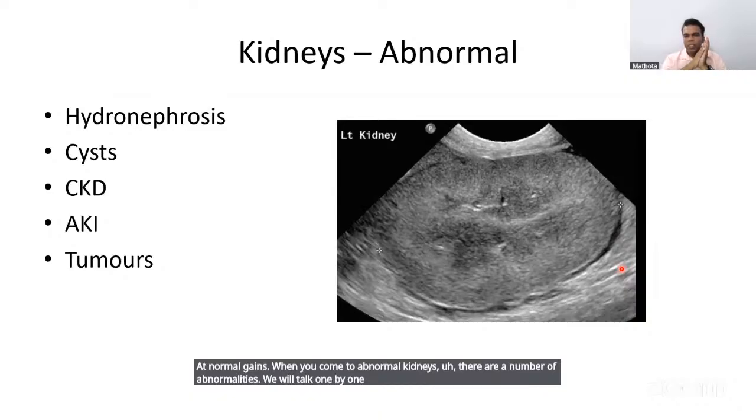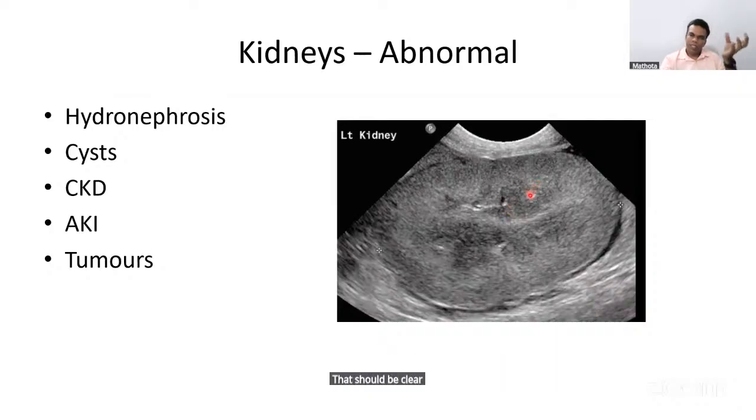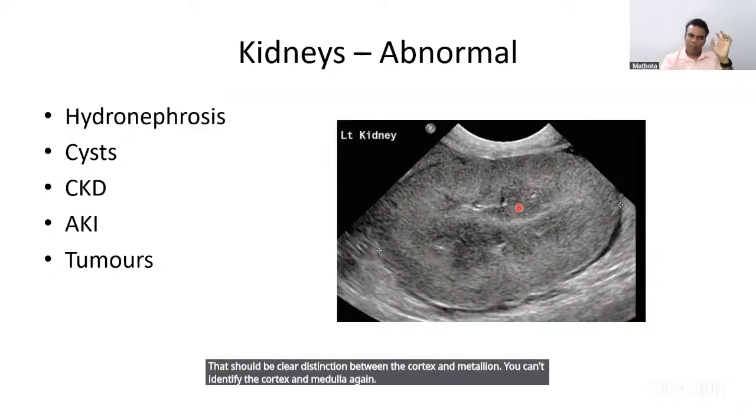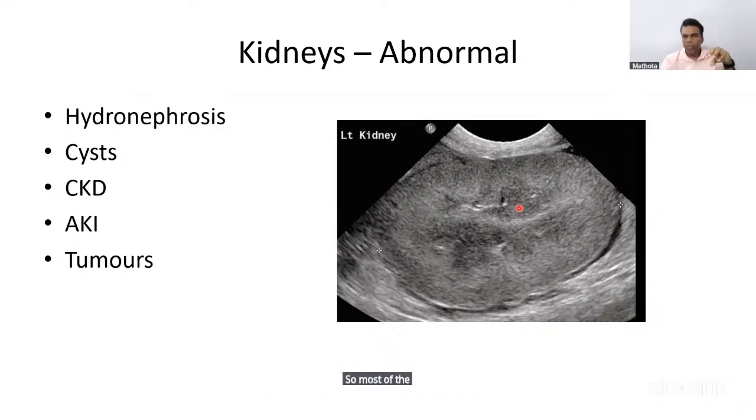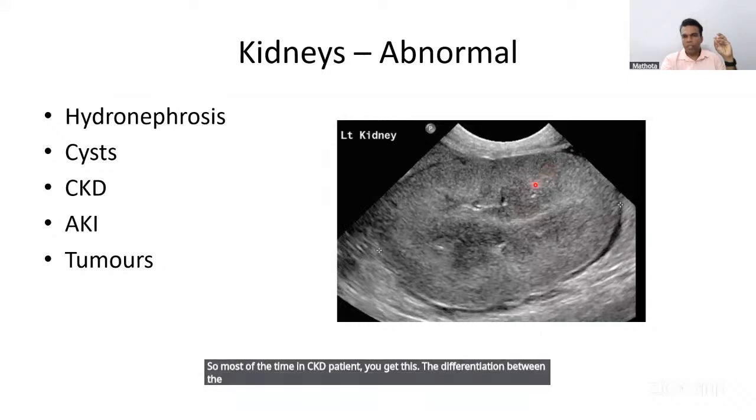In this image you have abnormal kidneys. Earlier I told you about the echogenicity of the renal cortex and medulla. There should be a clear distinction between the cortex and medulla. Here you can't identify the cortex and medulla clearly. So most of the time in a CKD patient, you get this. The differentiation between the renal cortex and medulla is reduced.